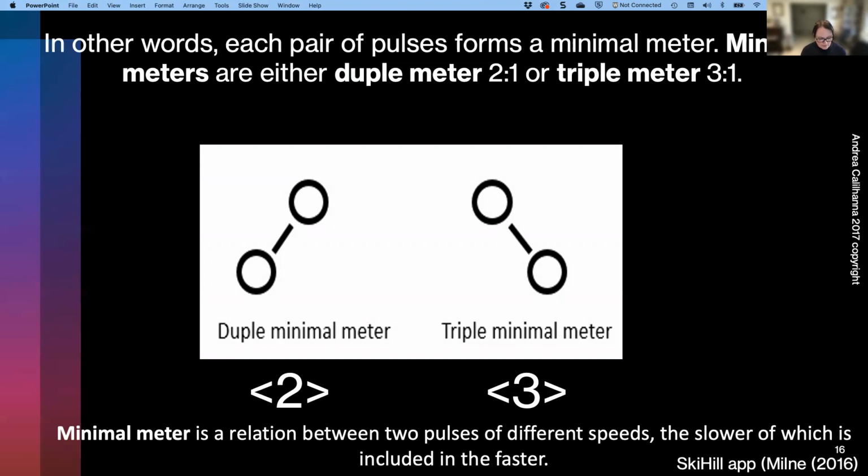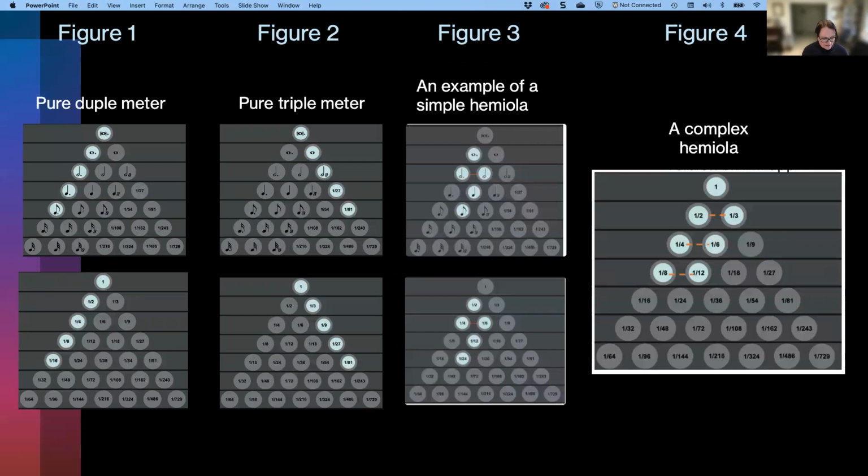Most music has a number of these sets of minimal meters at different metric levels, that is, either faster or slower. The ski hill graphs in figure 1 on this slide represent pure duple meter. That is, all the pulses are in 2 to 1 ratio. The meter in figure 2 is pure triple meter in 3 to 1 ratio. In figure 3, a simple hemiola 3 to 2 is represented along with the surrounding pulses.